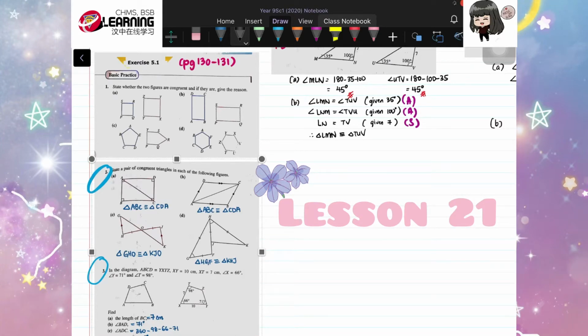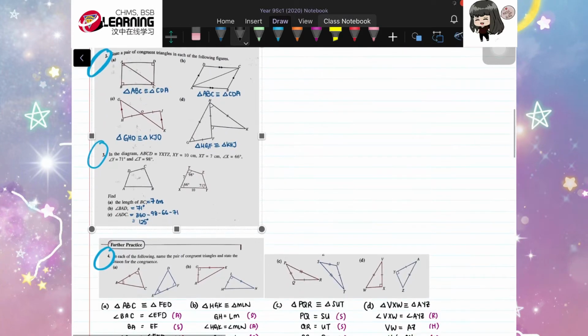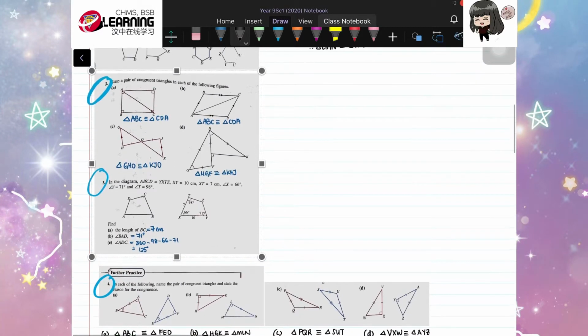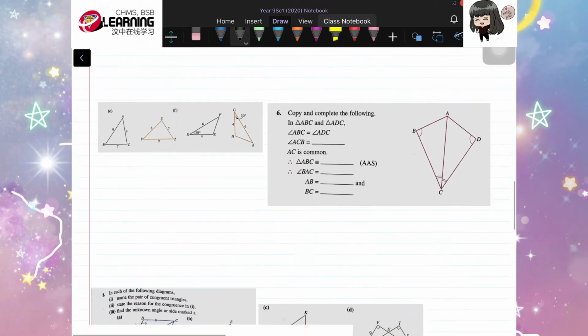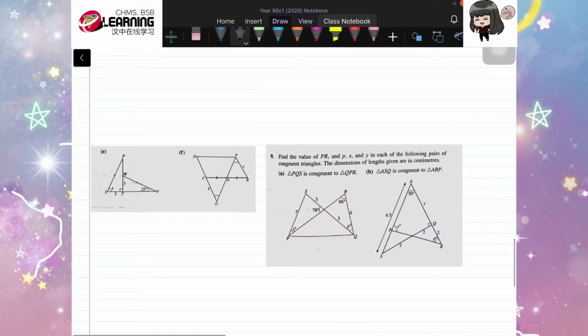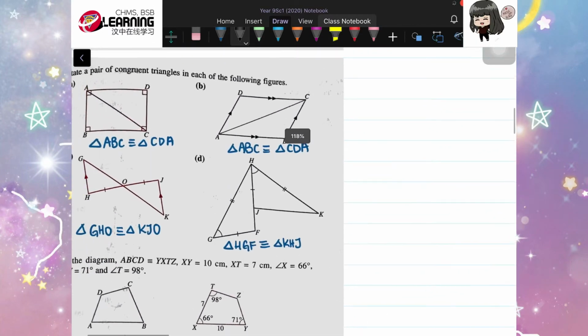Good morning. Okay, so today we are going to discuss the answer for question 2, 3, 4. I will give you the answer for question 2, 3, 4 together with question number 5, 6, 8, and 9. So we start off from question number 2.